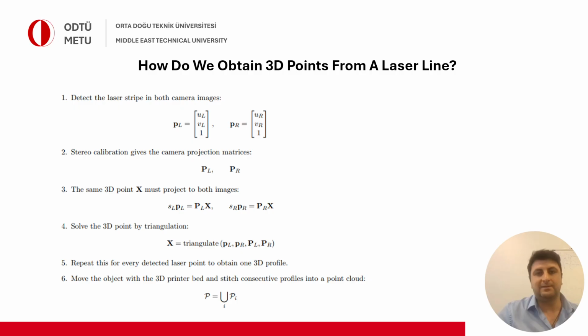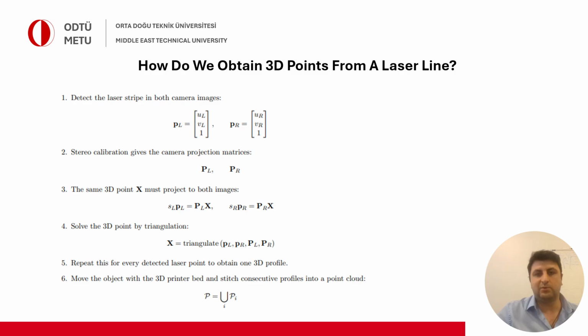First, I detect the laser stripe in both camera images. For the same laser point, I obtain one pixel coordinate from the left, one from the right. These are represented as PL and PR. After stereo calibration, I know the projection matrices of the left and right cameras. These are represented as PL and PR2.